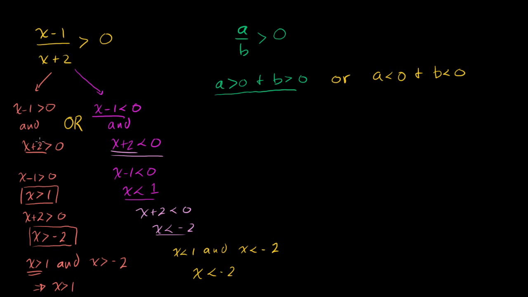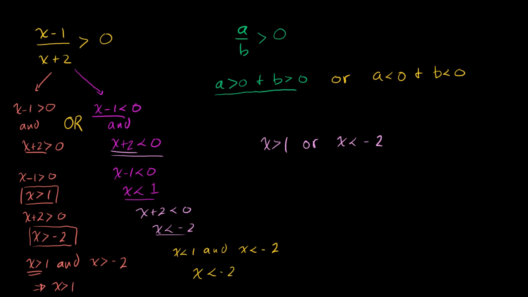So both of them being positive boils down to x greater than 1, or both of them being negative boils down to x is less than minus 2. So our solution is x could be greater than 1, that's both of these positive, or x is less than minus 2. That's both of these negative.